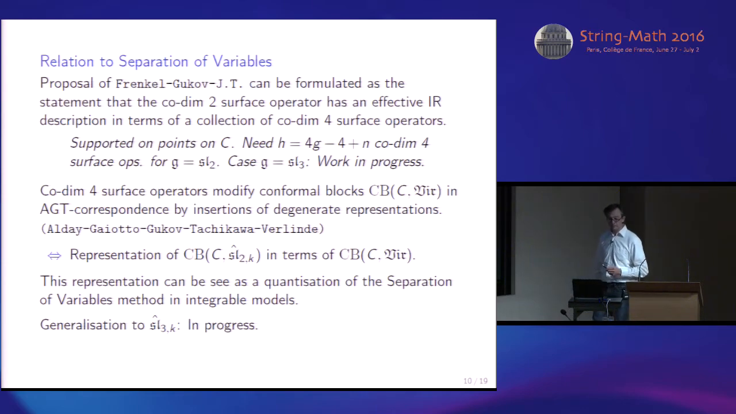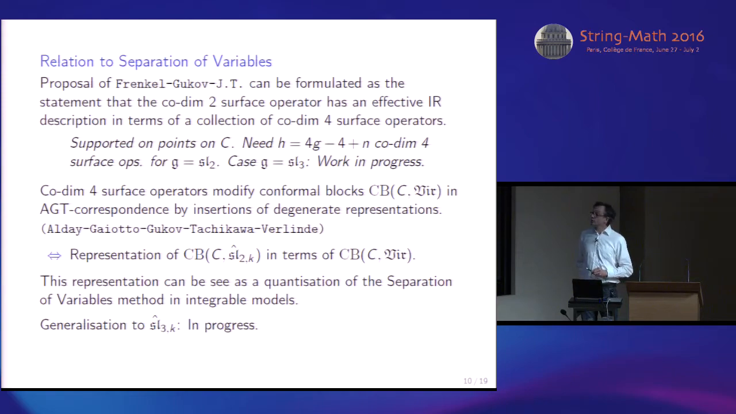we call them M5 prime branes, this theory has an effective infrared description in terms of another type of surface operators, however with codimension 4. These would be located at points of the Riemann surface. In the case we studied explicitly, which is SL2, we would need 4g minus 4 plus n such codimension 4 surface operators located at equally many points. It will be very important, and this is part of what is in progress, to understand higher rank cases along these lines.